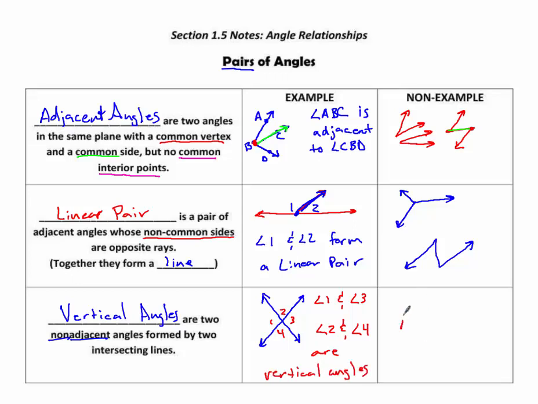A non-example, close, right? It sounds like vertical angles because they're both pointing up, but those are not vertical angles. And then all kinds of other stuff that you're going to see, not vertical angles, not vertical angles. So it's very important that you're able to identify adjacent angles, linear pairs, and vertical angles.